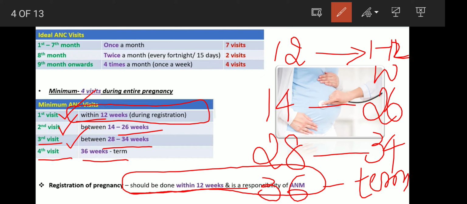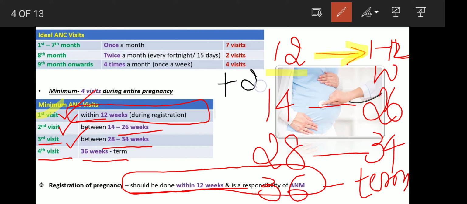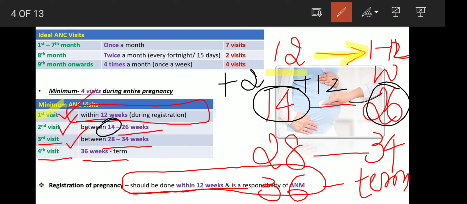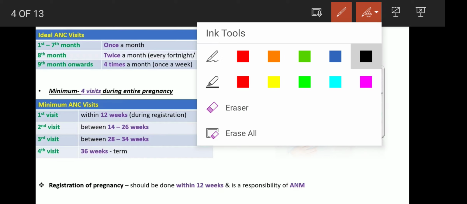Now, how do we remember this? You see here, up to 12 weeks, within the 12 weeks the first visit is made. Now add plus 2: the second visit, 12 plus 2 is 14, until plus 12 gives 26. Again plus 2 is 28, so we get the third visit at 28. Then 34, and again 34 plus 2, we get the fourth visit at 36. Here you have to add plus 12, here you have to add plus 6. I will demonstrate again so you understand better.